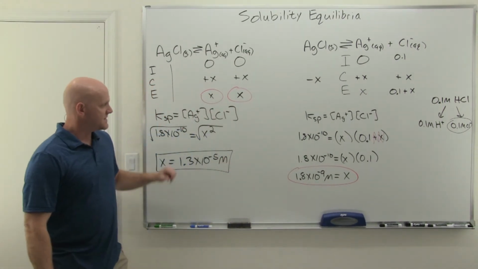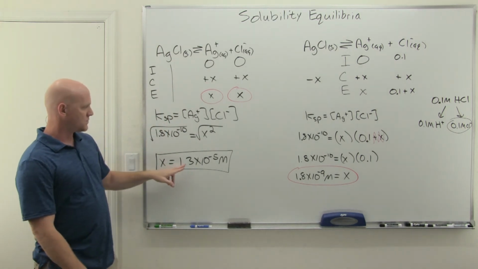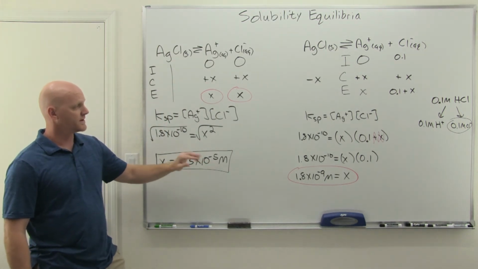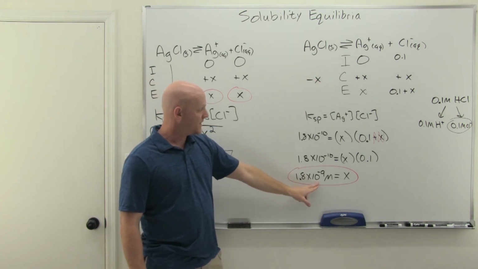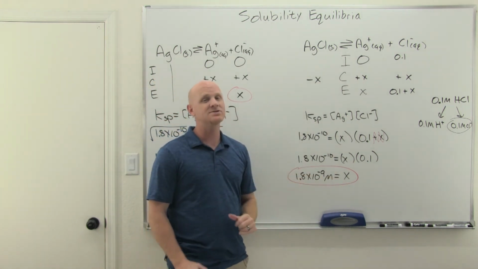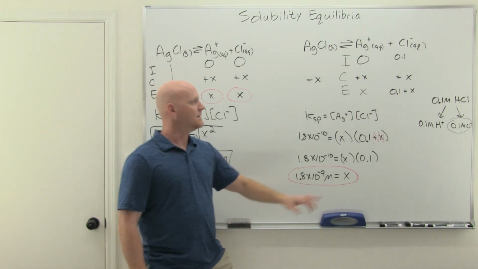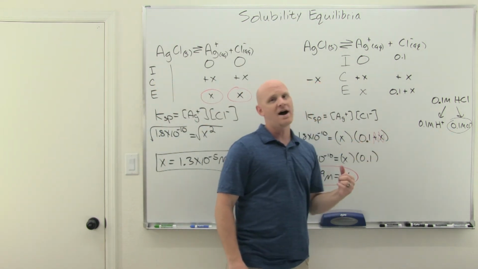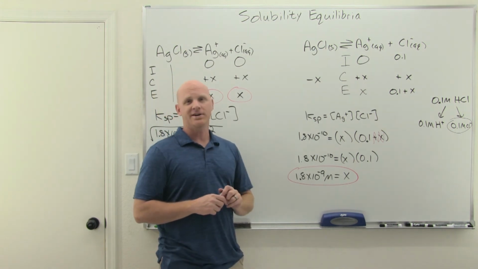And so in this case, the molar solubility of AgCl in pure water is 1.3 times 10 to the negative 5 molar. But we just found out the molar solubility in 0.1 molar HCl is 1.8 times 10 to the negative 9 molar. That's roughly 10,000 times lower in solubility. So a huge decrease in solubility due to the presence of a common ion, chloride in this case. And that's how we'd work the calculation here.